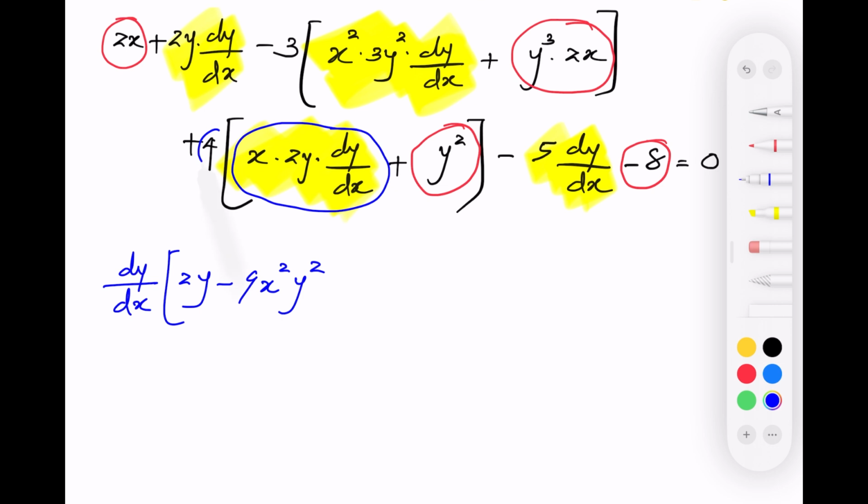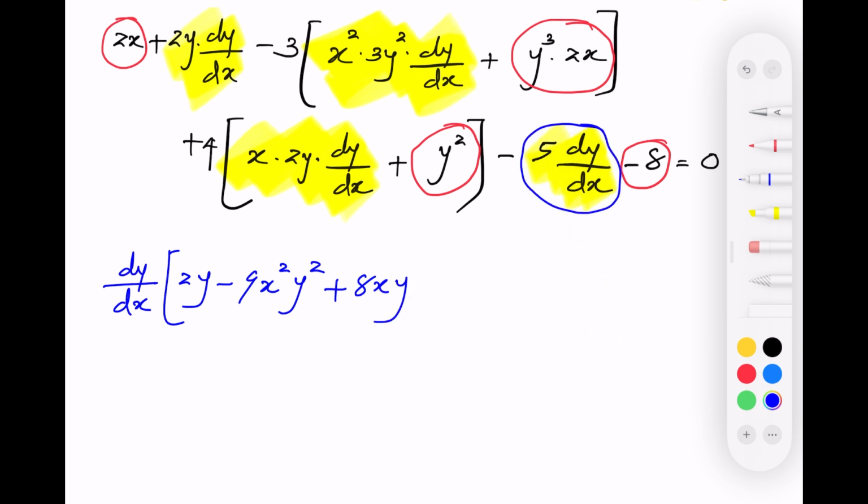When 4 is distributed, it will be 8 times x times y times dy by dx. Since dy by dx is factored out, it will be plus 8xy. And then I have this term right here, negative 5 dy by dx. I will just write a negative 5 since dy by dx is factored out. Close brackets. All the dy by dx terms are now taken care of.